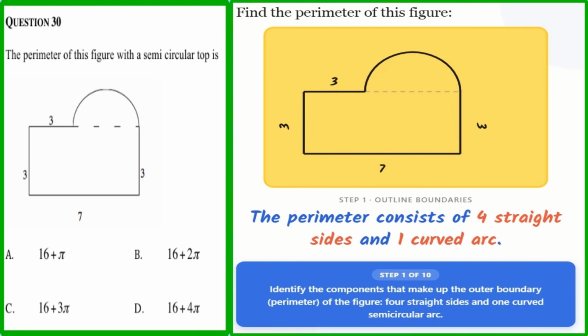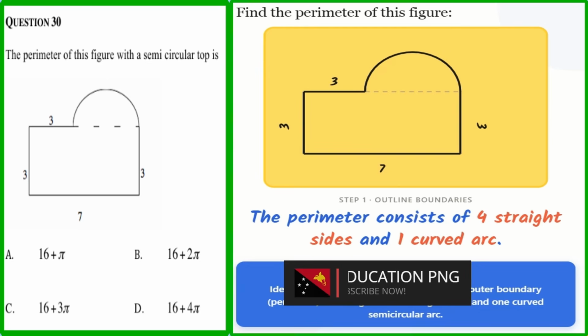Let us begin. Step 1. Let's start by identifying the components that make up the outer boundary, that is, the perimeter of this figure. We can see there are 4 straight sides and 1 curved semicircular arc. So, the perimeter consists of 4 straight sides and 1 curved arc.